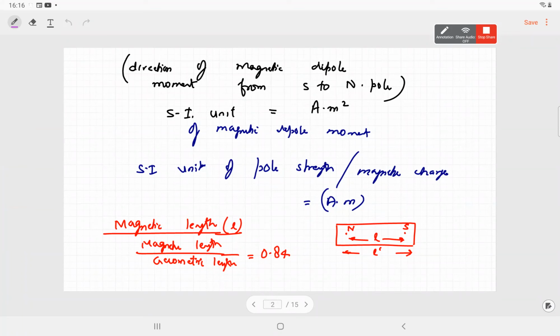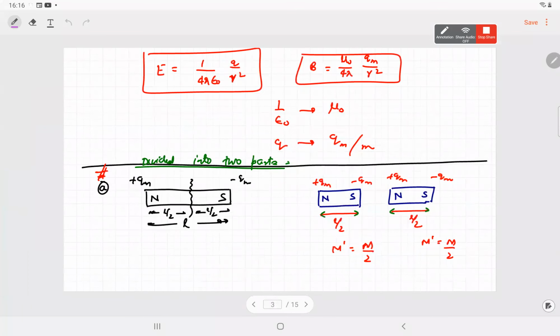Magnetic length is less than geometric length. That is around 84%. The magnetic field formula can be derived similar to that of the electric field formula. It was 1 by 4 pi epsilon naught q by r square for electric field. It will be mu naught by 4 pi qm by r square for magnetic field. To derive an expression for the magnetic field, we just have to replace 1 by epsilon naught with mu naught and q with qm.